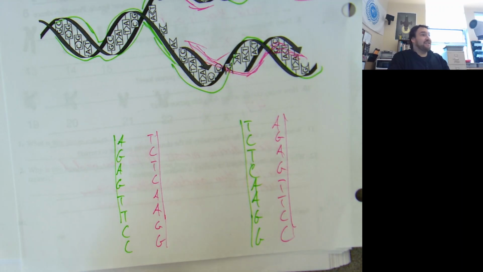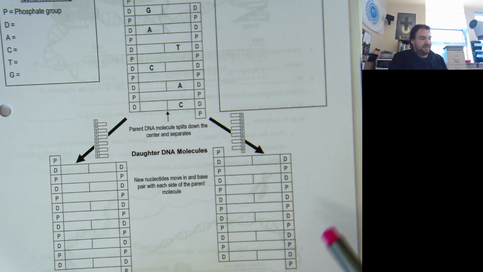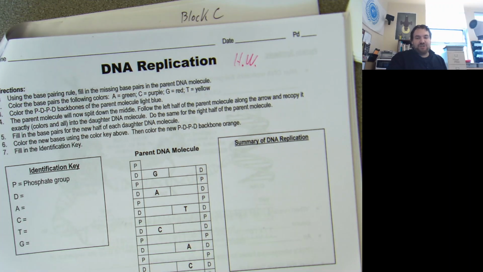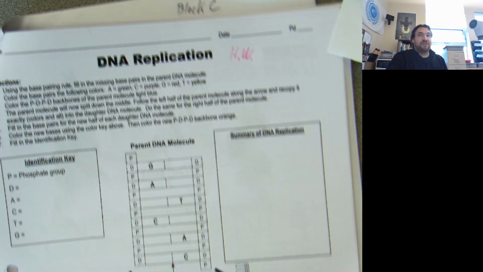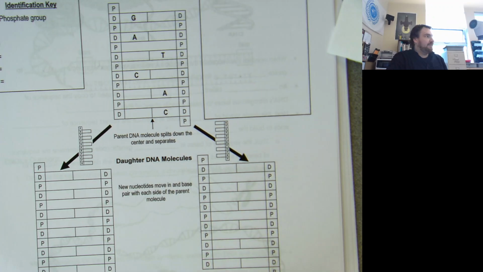Okay, that's as far as we get today. What I want you to do is this. Flip the page. It's nice and easy. This is your homework. That page, do that page. All it is is DNA replication. In the time that remains and for homework, that's what I want to see.